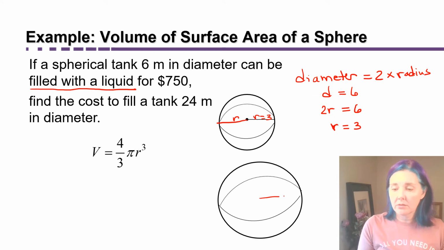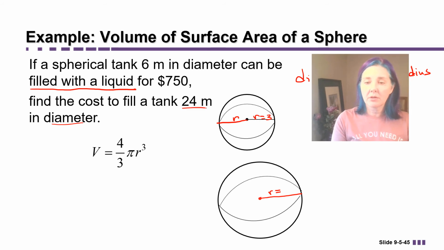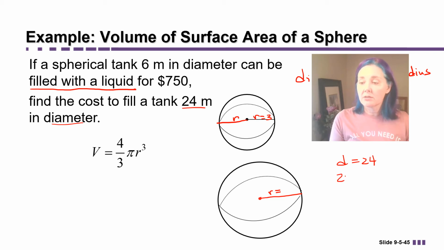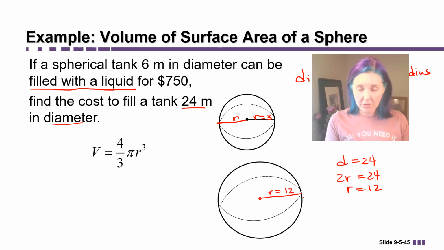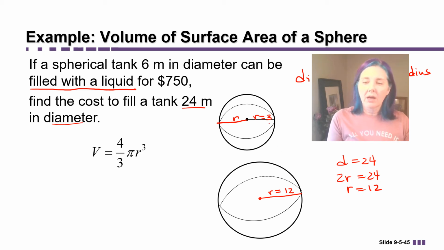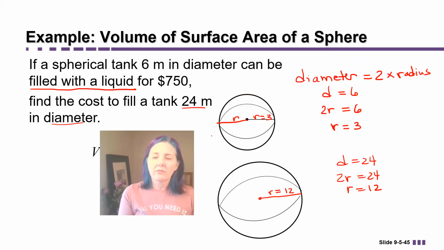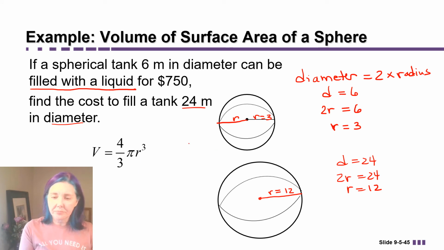So I'm going to draw a little sketch of a sphere, and this time my radius is going to be what? Well, the diameter is 24. So if the diameter of this bigger sphere is 24, that's 2 times the radius is 24. So the radius is actually 12. This radius is 12 on this larger sphere. So what effect does it have on the volume when I change the radius from 3 to 12? Let's figure that out. So the volume of the first sphere is going to be 4/3 times pi times 3 cubed.